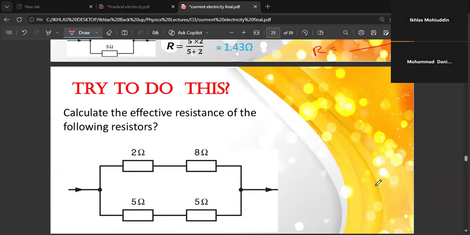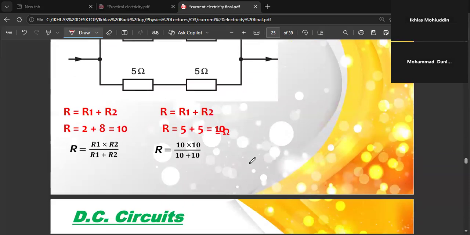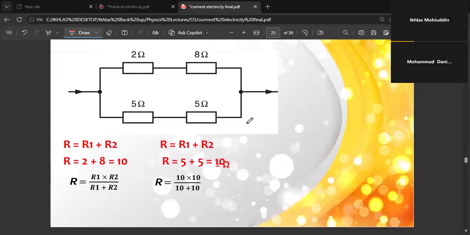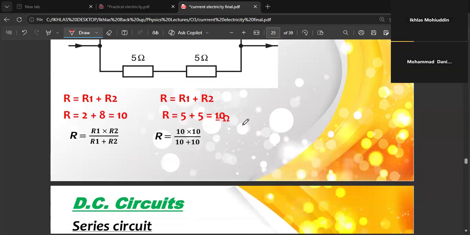Okay, I got 1 over 5. Wait, no. Yeah, I got 1 over 5 somehow. Isn't it 1 over 10 plus 1 over 10? 1 over 10 plus 1 over 10 would be 2 over 10, right? So 1 over 5. Yes. And for the resistance value, the total resistance R would be equal to 5.